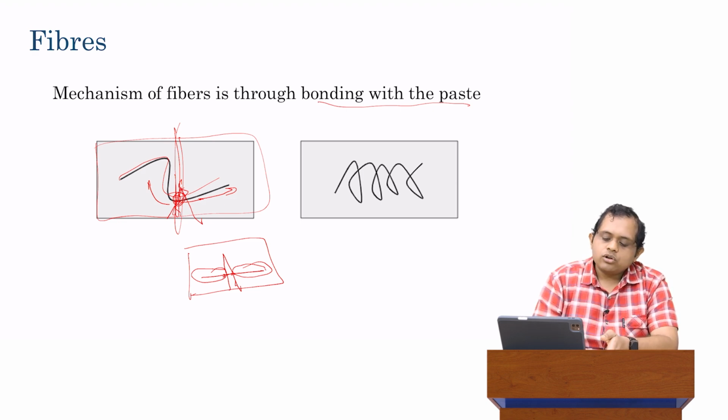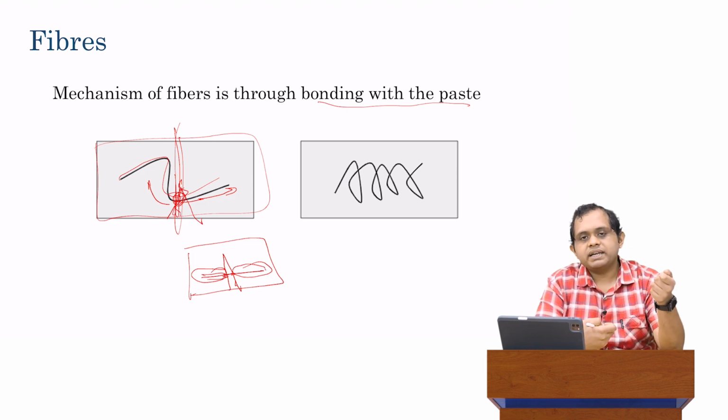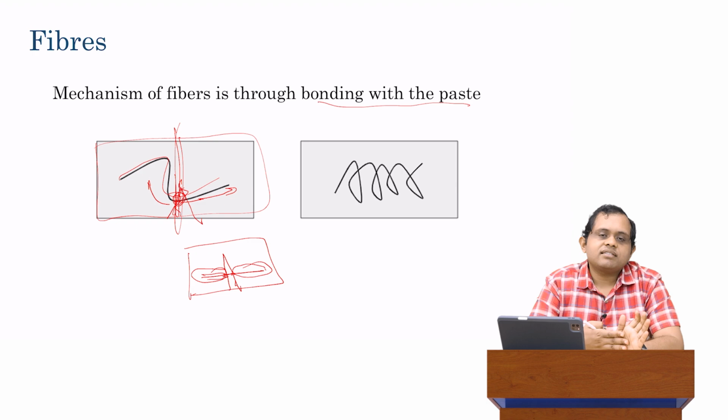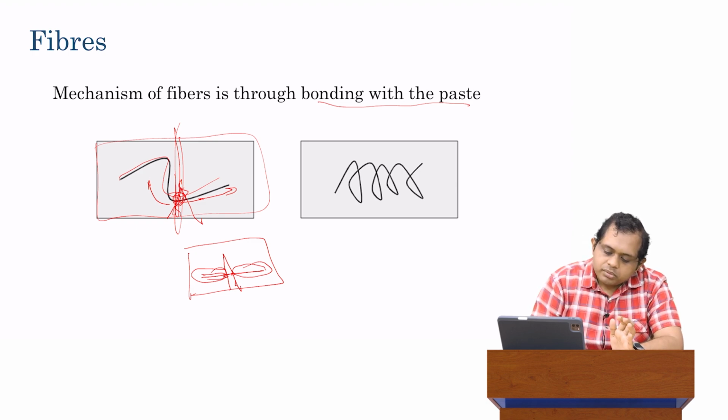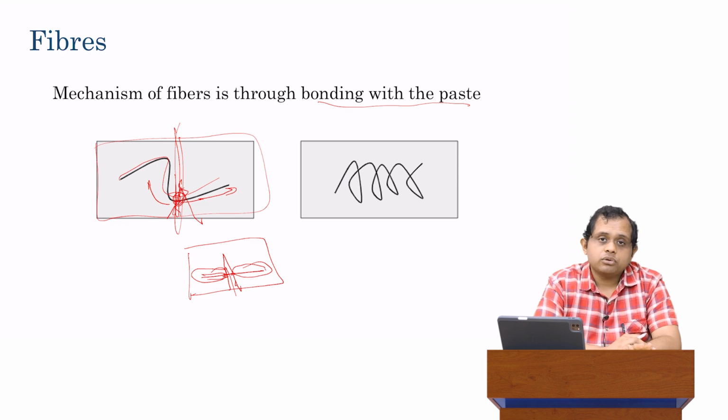Eventually, however, as the load increases, as this crack width increases, this bond between the fiber and the paste will break down, and then the fiber will simply be pulled out or simply come out of the paste. That's the most common failure mechanism. It's possible that the fiber itself splits into two, but that's much more difficult to do.